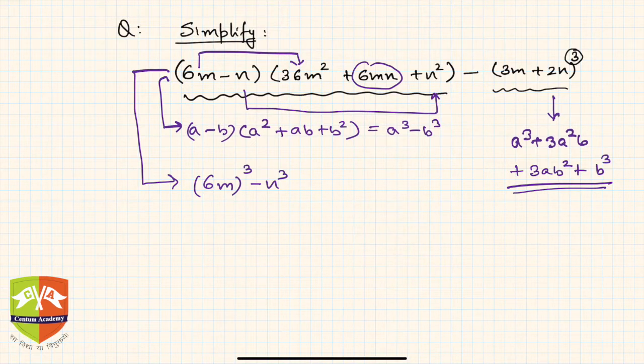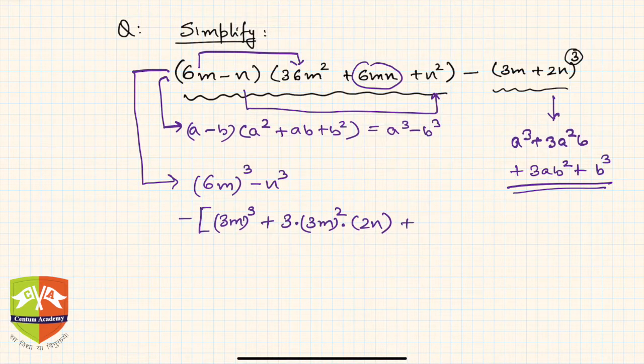Okay, now if I expand that, there's a minus sign here, and within brackets I can write (3m) cube plus 3 times (3m) squared. Now this dot represents multiplication, don't confuse it with a decimal. Dot 2n, that means multiplication by 2n, and then plus 3 times 3m dot (2n) whole square plus (2n) whole cubed, isn't it? Let's simplify them further.